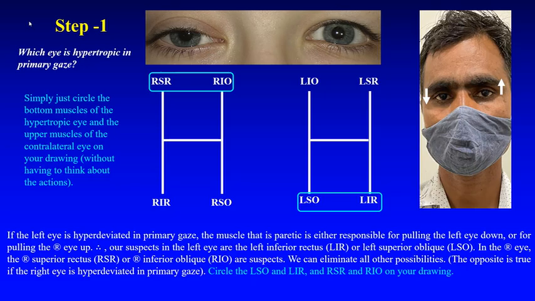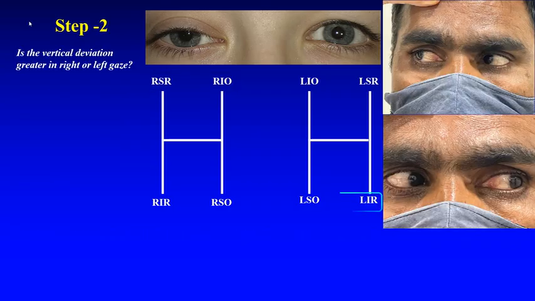The opposite is true if the right eye is hyperdeviated in the primary gaze. So we just circle the left superior oblique and left inferior rectus and right superior oblique and right inferior oblique on our drawing without having to think about the other actions. So step 2 is whether the vertical deviation is greater in the right or left gaze. As you can see from the two figures on the right of your screen, the vertical deviation of the left eye is greater on gaze to the right.